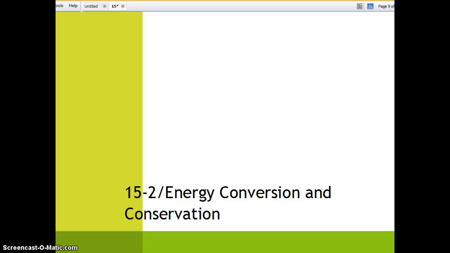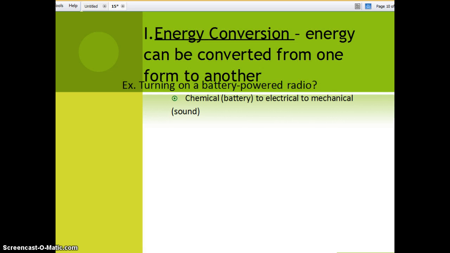Hi students, today we're going to do 15.2. Energy conversion. Energy conversion is when energy can be converted from one form to another. So if you turn on a battery-powered radio, what's happening is the battery has chemical energy in it, and that's converted to electrical, which then is turned into mechanical, which is sound energy.